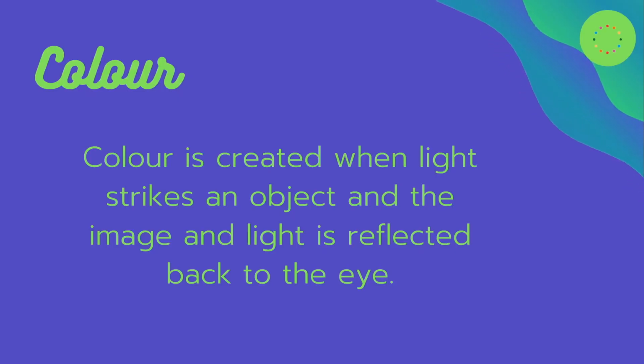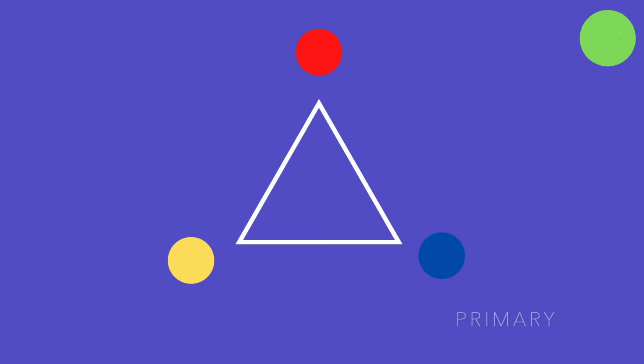Let's talk about color. Color is created when light strikes an object and the image and light is reflected back to the eye. We have three primary colors: red, blue, and yellow. They're called primary colors because primary means first colors or the most important colors. These colors are the first colors because you cannot use any other colors to make them.